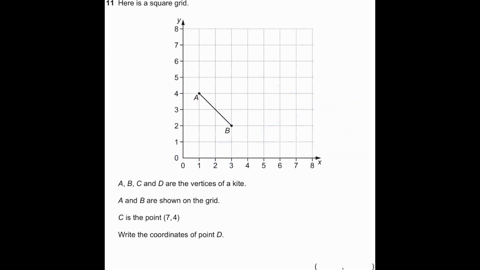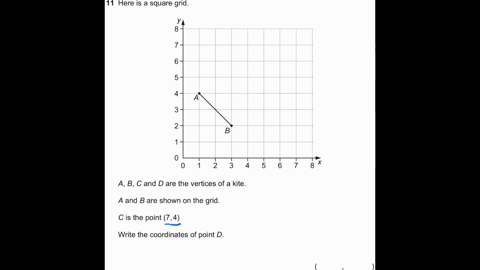Question 11. Here is a square grid. A, B, C and D are vertices of a kite. A and B are shown on the grid. C is point 7, 4. Write the coordinates of point D. C is the point 7, 4.